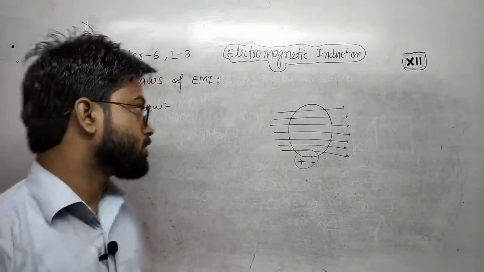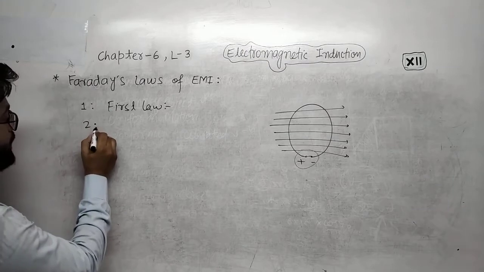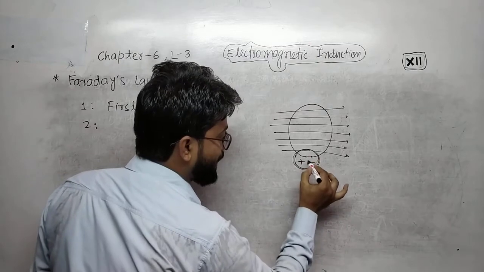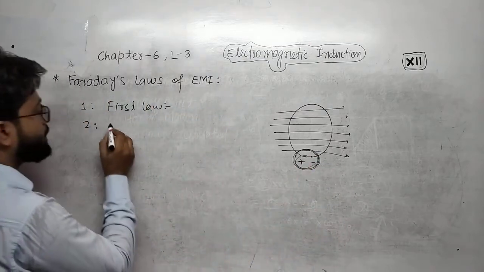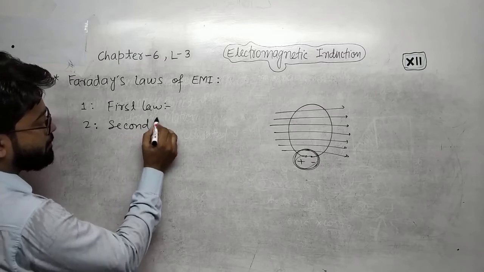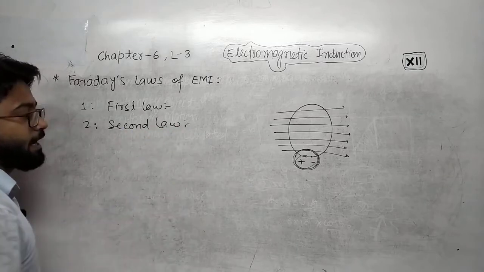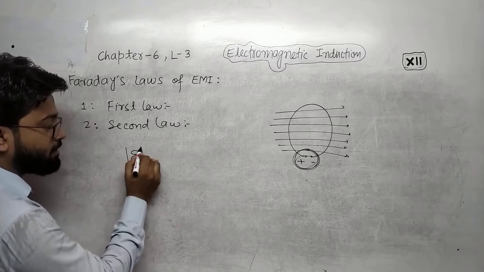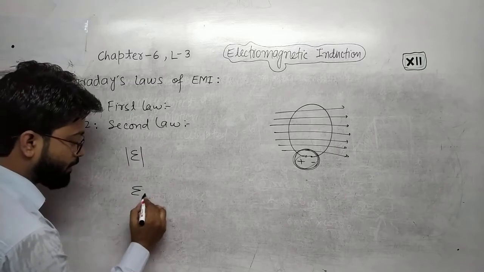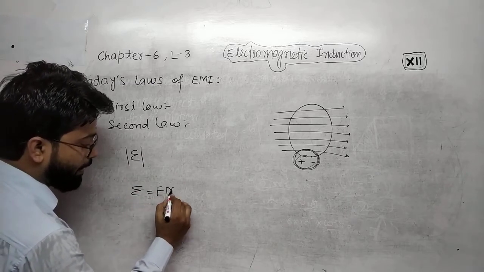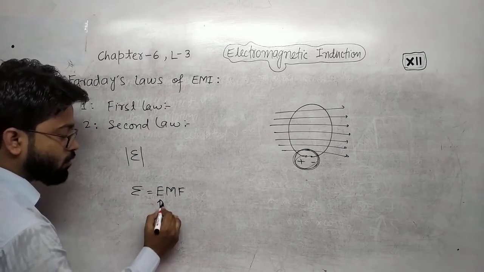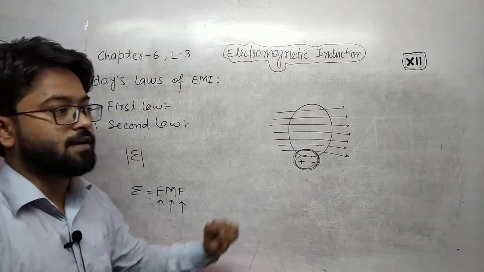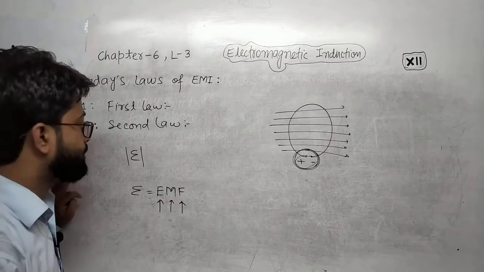Now, what is the second law? The second law gives the magnitude. Magnitude means how much EMF is produced. According to the second law, the magnitude of EMF, where E is the EMF, electromotive force, or we can say the potential difference across the ends of the coil.